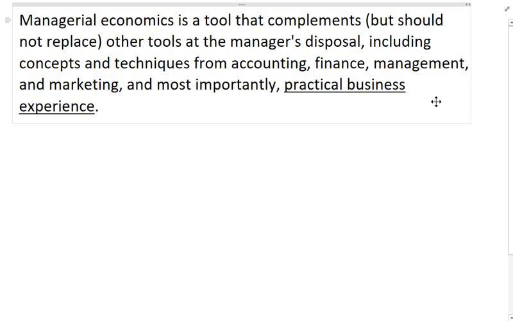Now, managerial economics is one tool in the toolbox. You learn so many disciplines when you get an MBA, and economics is just one of them. And it's not a universal tool. You know, it's like a screwdriver. It shouldn't be used to hammer in a nail, that kind of thing. Don't forget the other tools in your toolbox, including accounting, finance, management, marketing, and practical business experience.